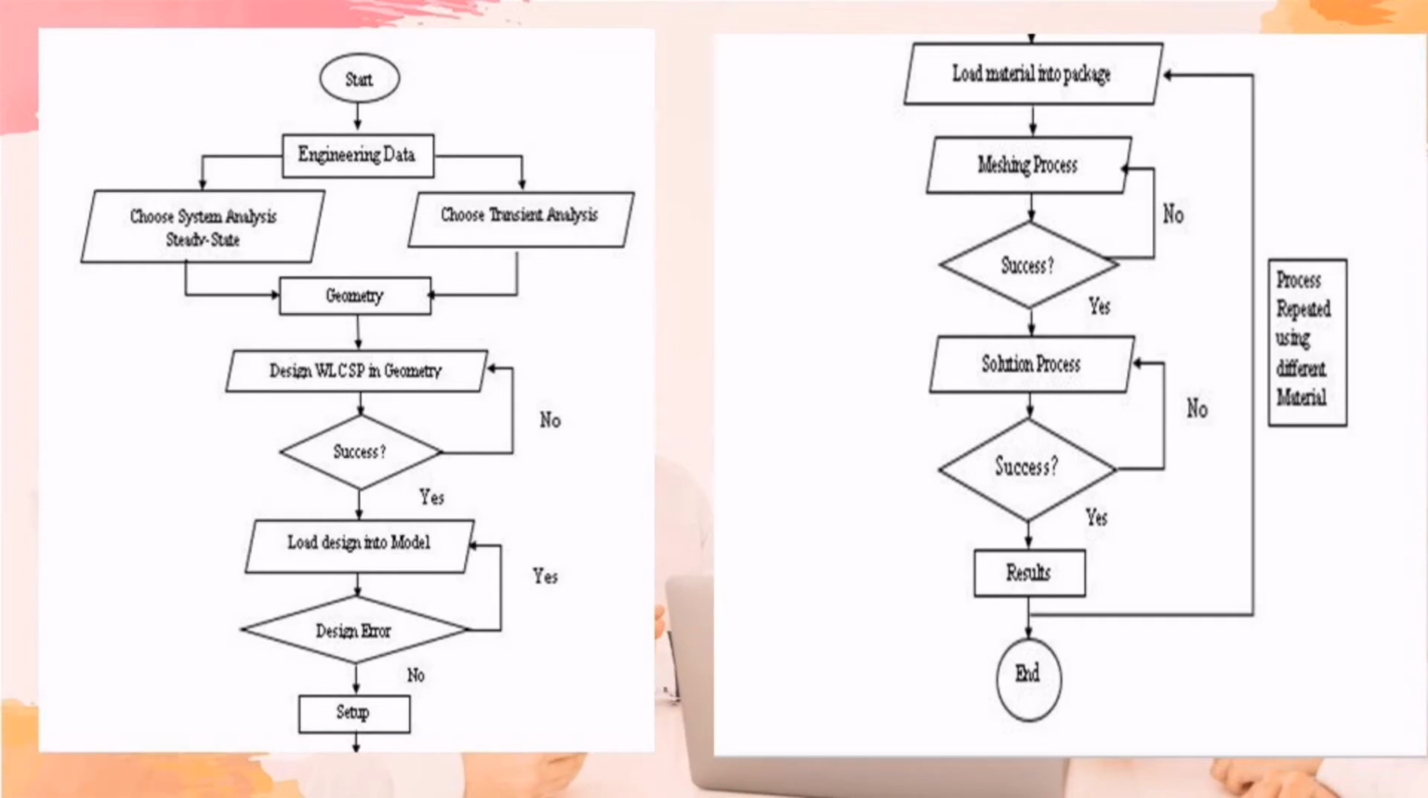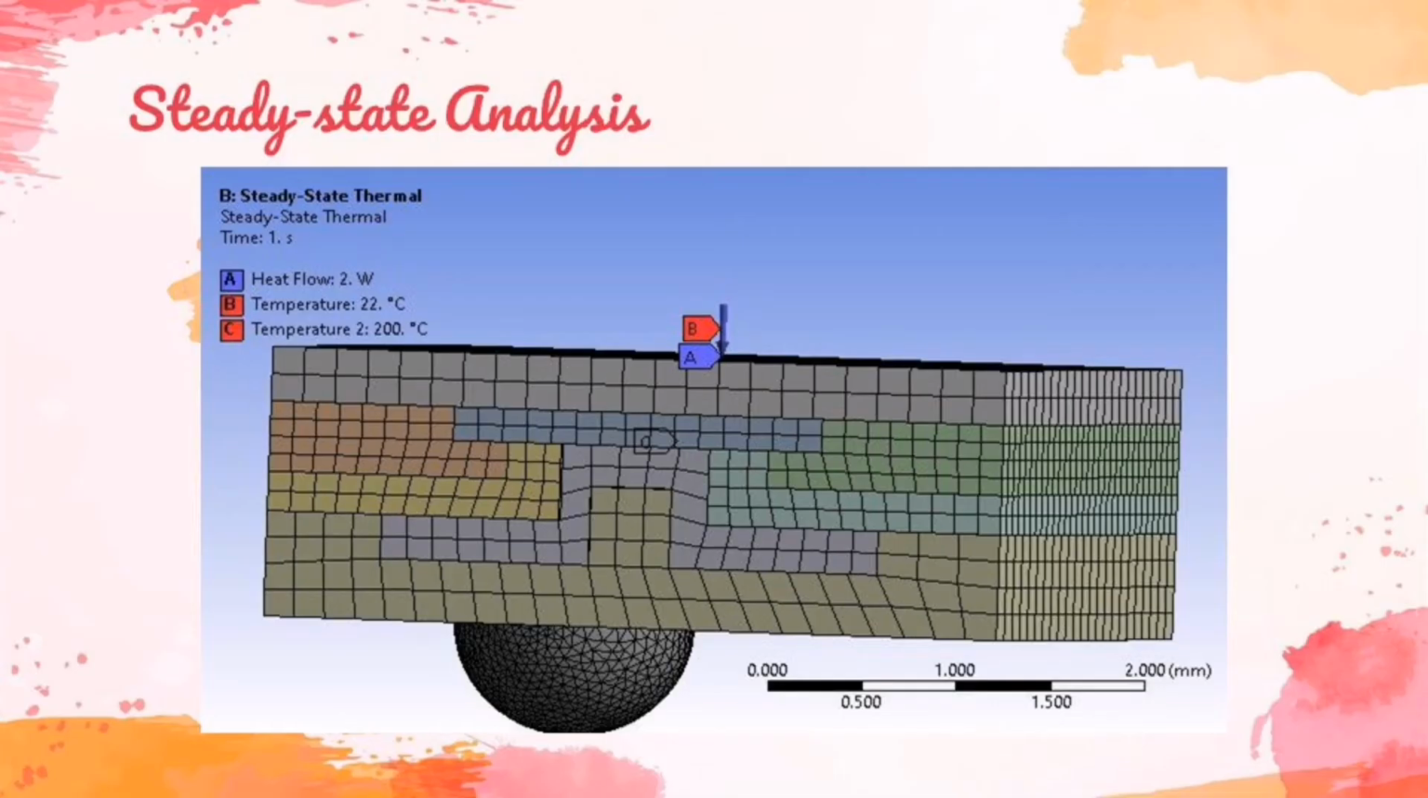This is the steady state analysis. As you can see, there are three parameters that apply in this analysis. First, the heat flow is applied to the die surface. Second, the temperature is applied on the surface of the die. And third, the temperature is also applied on the surface of the bond pad.